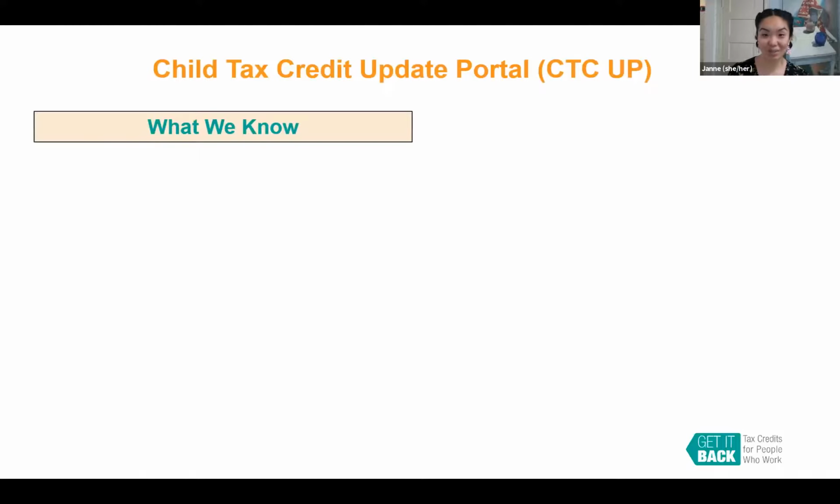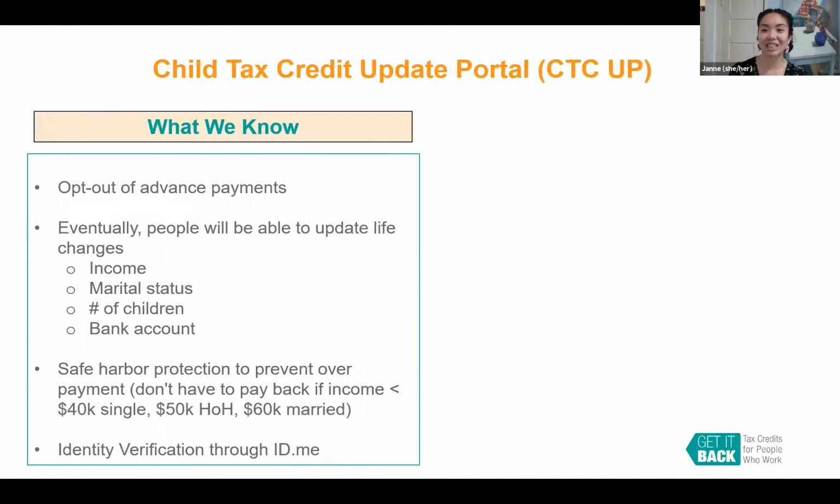There is a second portal that just came out recently. We are just starting to look at what the portal has, so we don't know everything yet. But basically, the second portal is the CTC UP portal. So the non-filer portal is to sign up for the actual tax credit, and the CTC UP portal is to opt out of advance payments or change information. So for now, all people can do is use it to opt out.